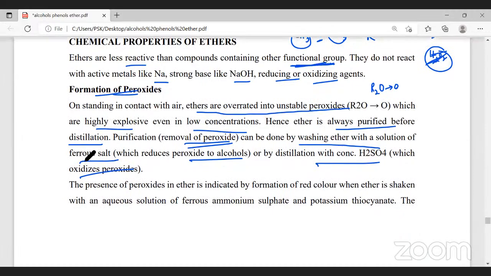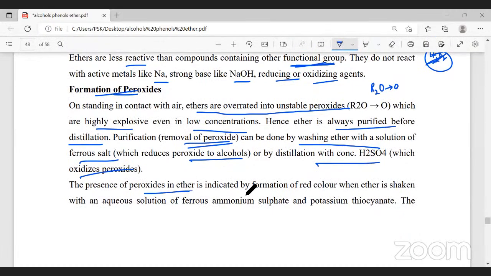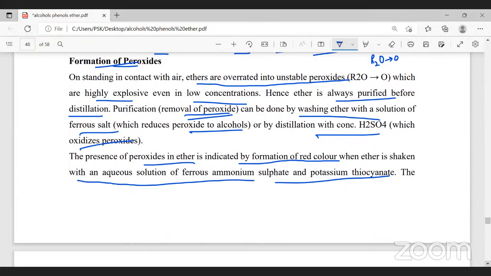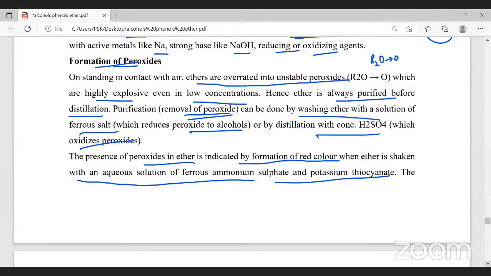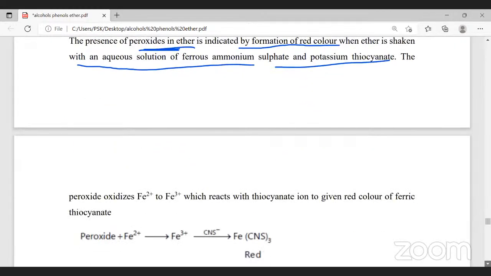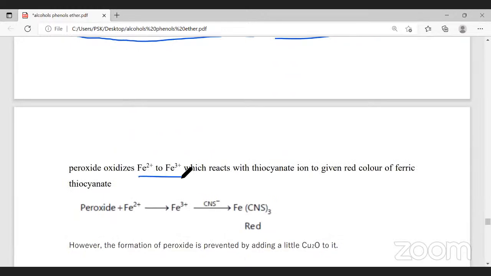All right. The presence of peroxides in ether is indicated by formation of a red color when ether is shaken with an aqueous solution of ferrous ammonium sulfate and potassium thiocyanate. Mix it with ferrous ammonium sulfate and potassium thiocyanate, you get a red color. That red color is due to the presence of peroxides. The peroxide oxidizes ferrous to ferric ions, which react with thiocyanate to give a red color, ferric thiocyanate.